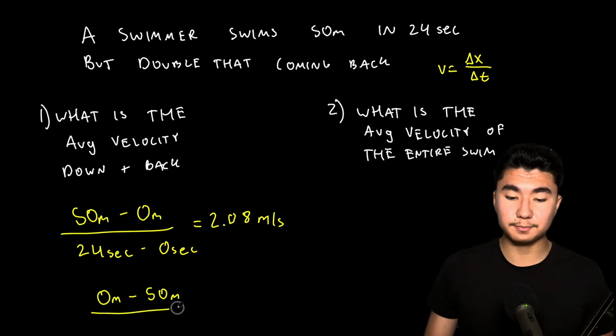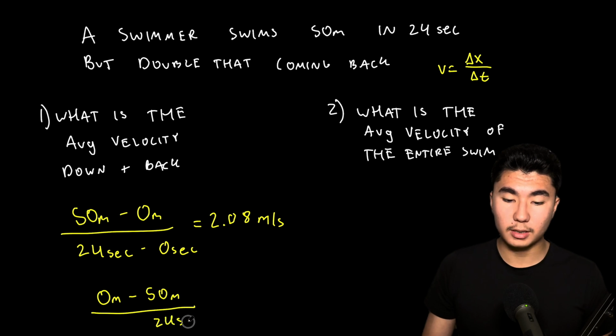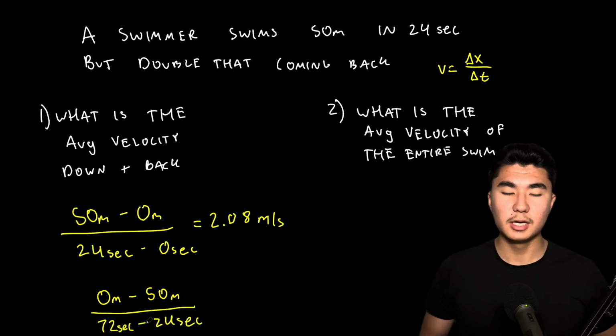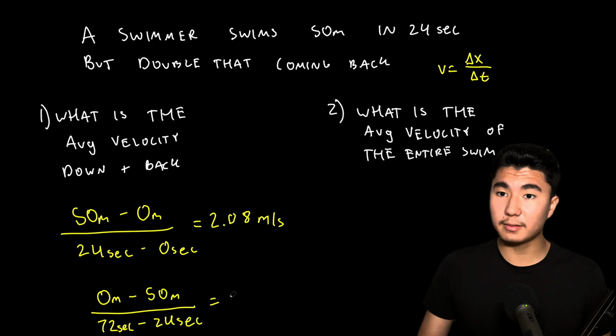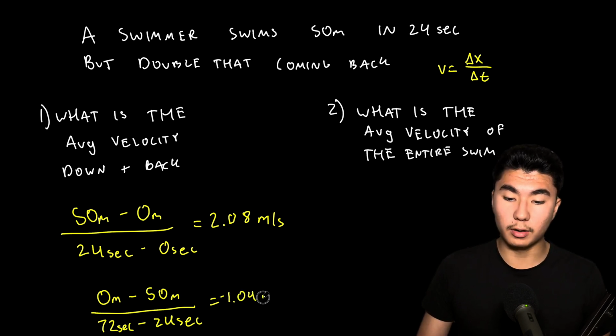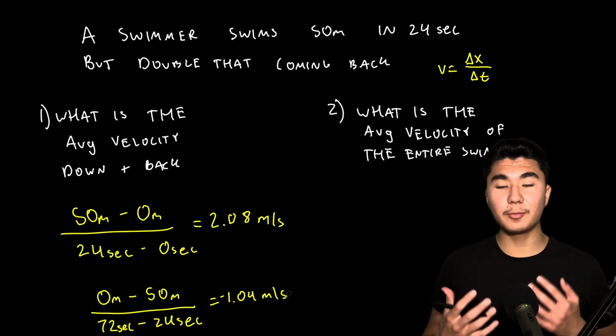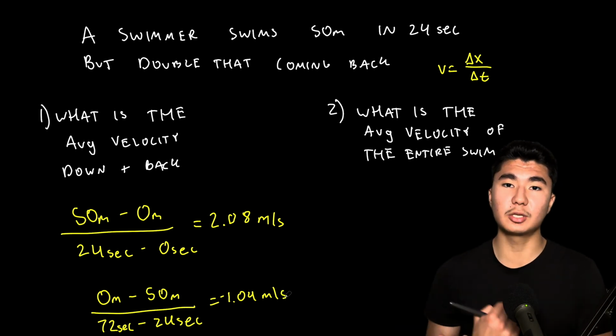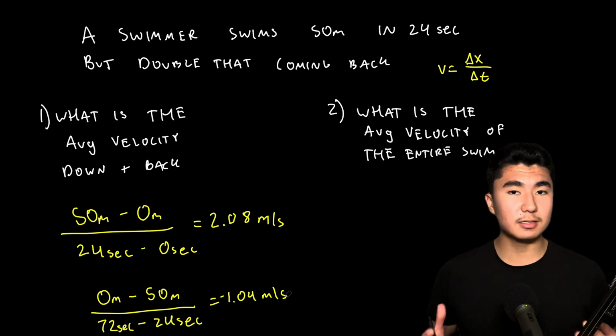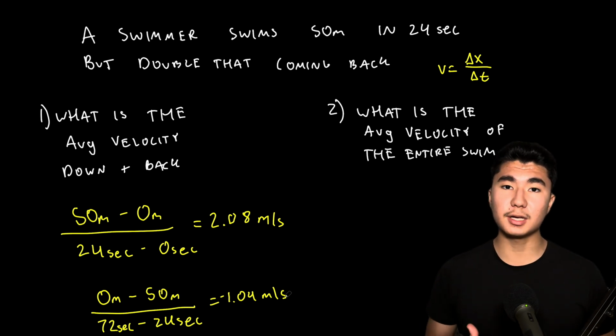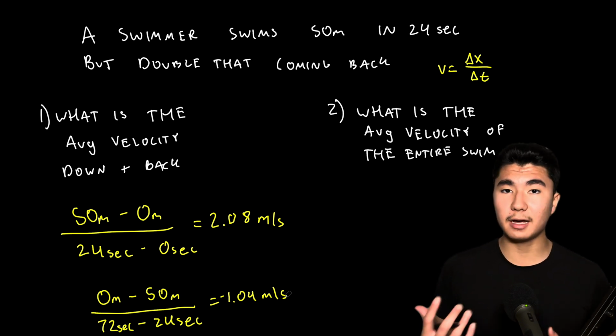So when we do that, we're starting off at 24 seconds and we end off at 72 seconds. Since we doubled the time, you could also just put 48, whichever one you're more comfortable with. When we do the math, we get negative 1.04 meters per second. The reason we have a negative is because we're going in the opposite direction from where we started. And since velocity is a vector, that's why we have direction.